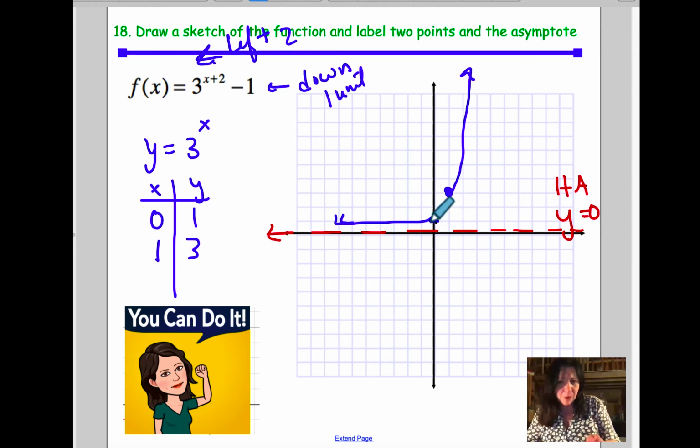And now from here, you should know you've got to go left 2. So now I'm going to take my points. I'm going to go left 2 and then down 1. Left 2, down 1.